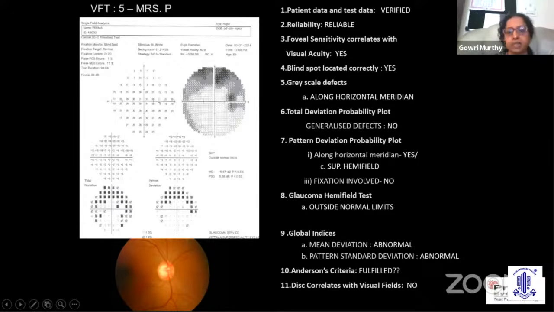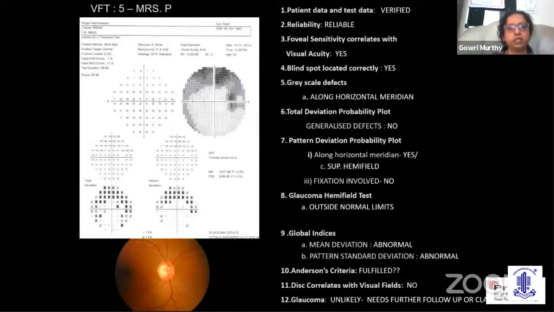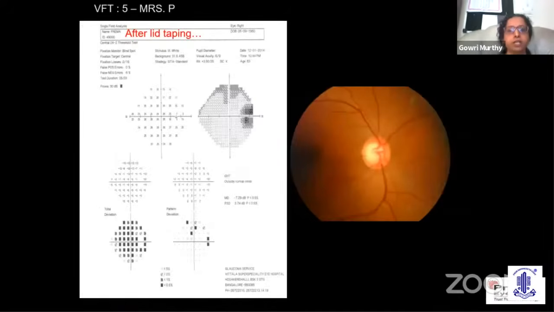So there must be something wrong. It needs further testing, or we need to look at this in more detail. So this particular patient had ptosis, and once we did the lid taping, you can see that that superior defect largely disappears, and this field is showing only generalized loss, and the pattern deviation plot is by and large normal, which correlates with this disc that we are seeing here.